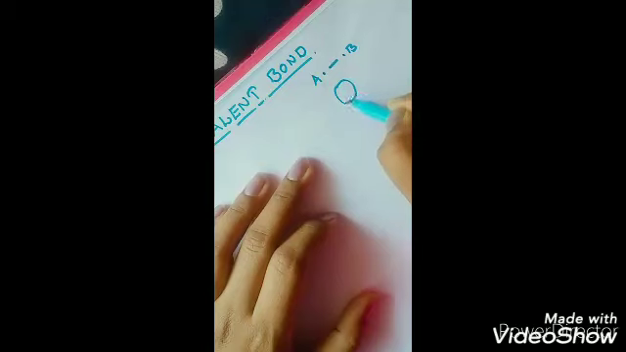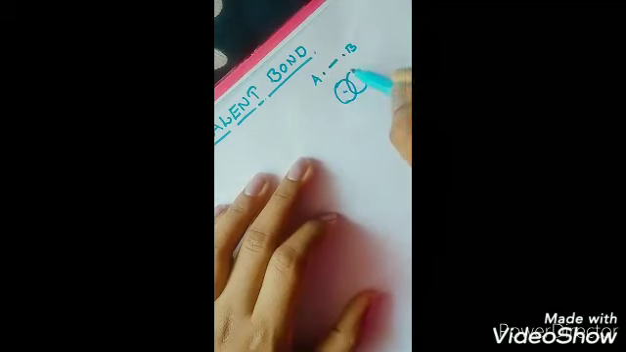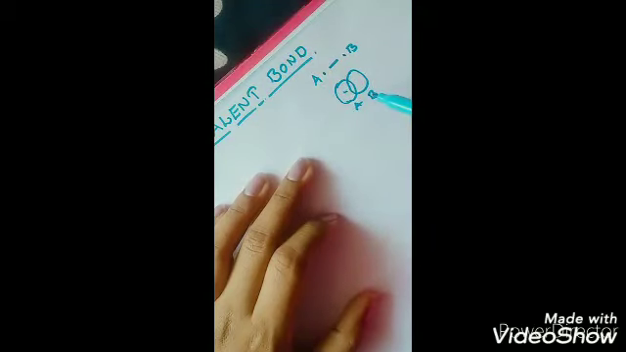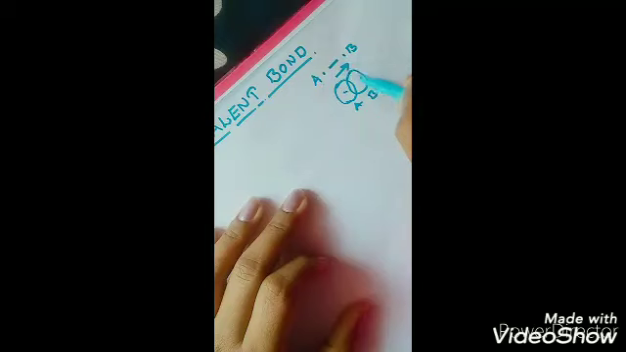Suppose you take an atom, it has a nucleus and some electrons, and you take another atom. Atoms A and B: if there is mutual sharing of electrons between these two atoms, then only one bond is formed, that is known as covalent bond.